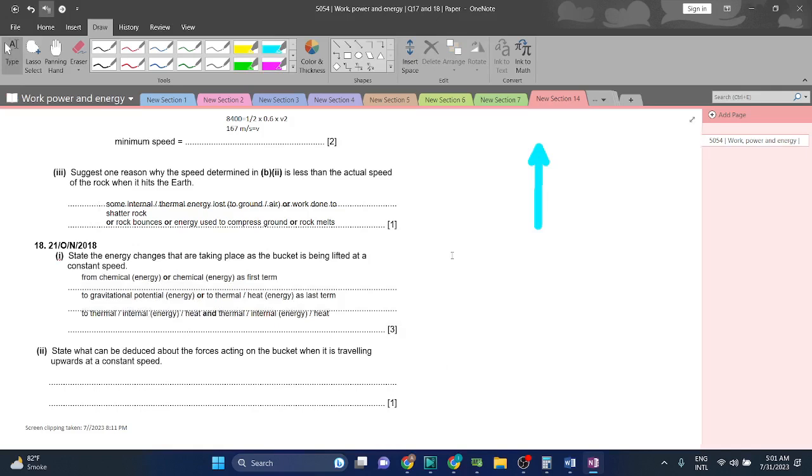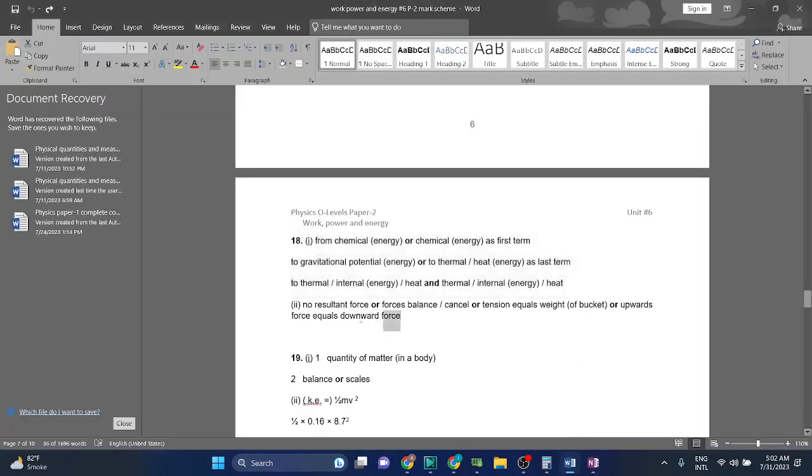State what can be deduced about the forces acting on the bucket when it is traveling upwards at a constant speed. When it is traveling at a constant speed, that refers to there being no resultant force, and when there is no resultant force, there is no acceleration. So, therefore, the speed is constant because there is no resultant force, and forces are balanced. Same thing.